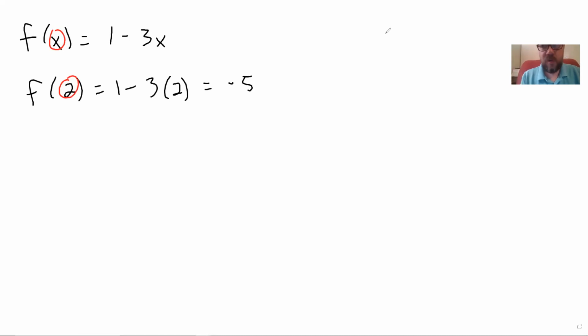I want to remind you of the problems that you can have with domain. If you try to put in something that gives you an answer that we can't use, a non-real answer, like taking the square root of a negative number, or if you are trying to divide by 0, that leads to problems. We would just say that whatever input is not in the domain.